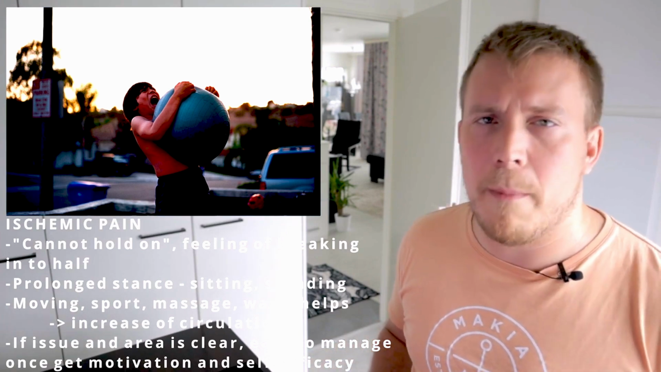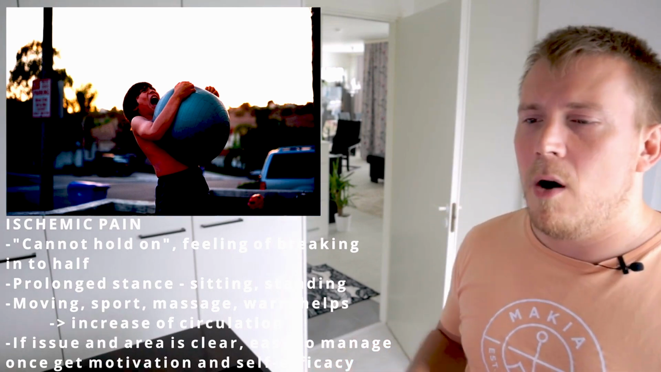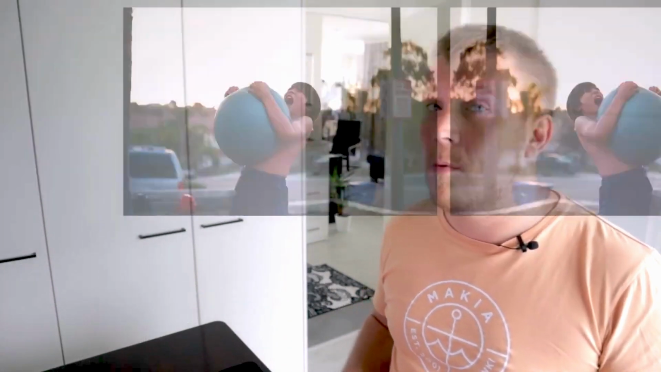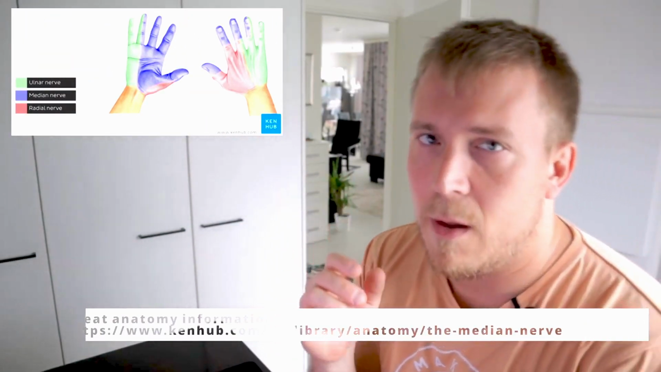But if it's only about the stiffness of the structures in the particular area, only the increasing of the circulation mostly helps. Peripheral neurogenic pain. Well, let's take the median nerve. It starts from the cervical spine, it comes from here, it innervates this part of the hand.